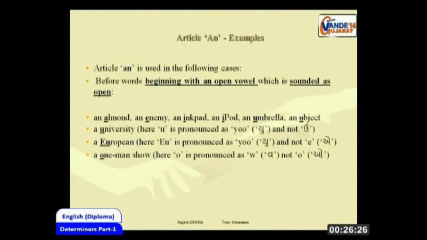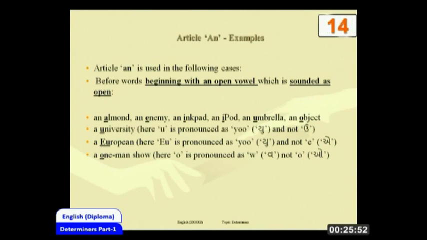An almond. The word almond, a singular countable noun, begins with a vowel sound, made with the mouth open, that's why article AN. An enemy. Enemy, vowel sound, article AN. An ink pad. Here the initial sound of the word is the vowel sound, pronounced with the mouth open, and that's why article AN.